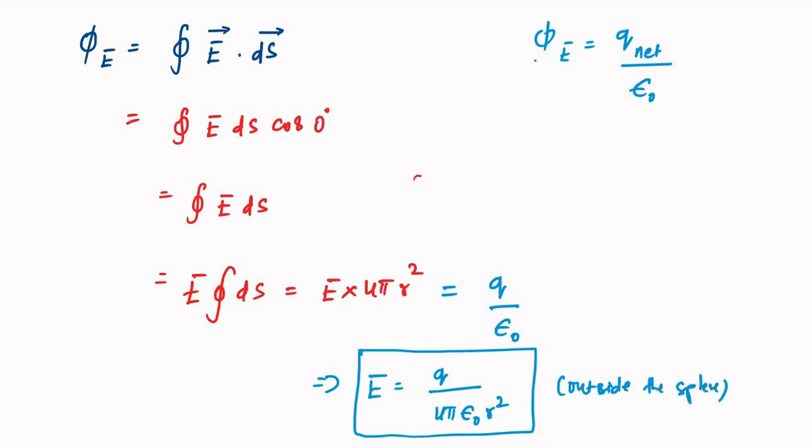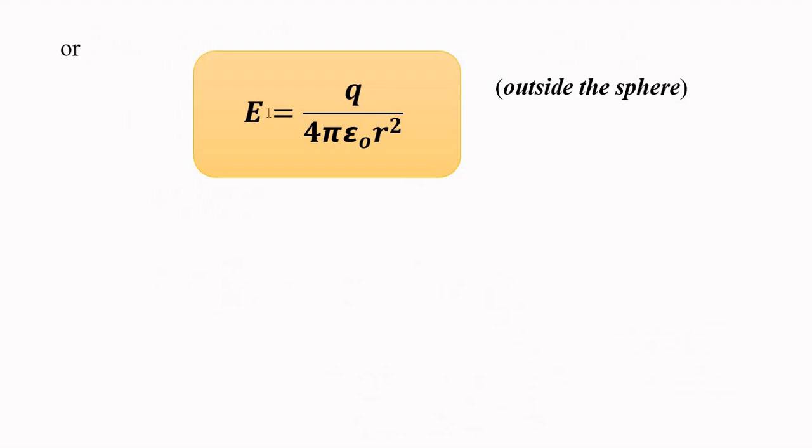When the separation distance small r is greater than the radius of the charged sphere, that is capital R, this is outside the sphere. This is what we have derived here. E is equal to Q by 4 pi epsilon 0 small r square outside the sphere, where the distance r from the center is greater than the radius of the charged sphere, capital R.